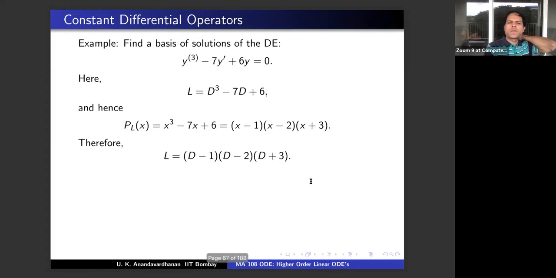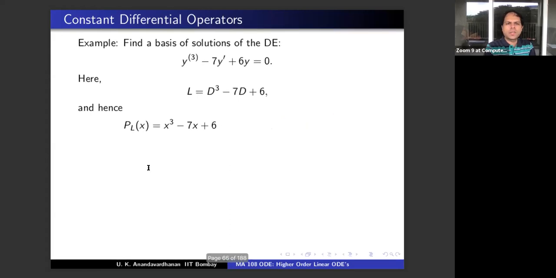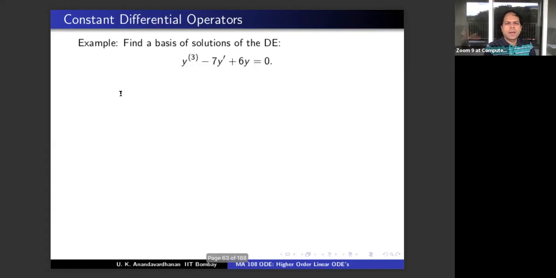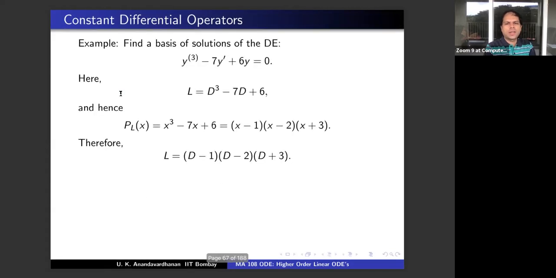And therefore you have got this factorization: D minus 1 corresponding to this, D minus 2 corresponding to this, D plus 3 corresponding to this. And how will you get a basis? What did we conclude from the previous result? The kernel of each factor is contained in the kernel of L. So you want to get a basis for the kernel of L. And by the dimension theorem, you already know that there are 3 things. So you have to find a basis for each of these.